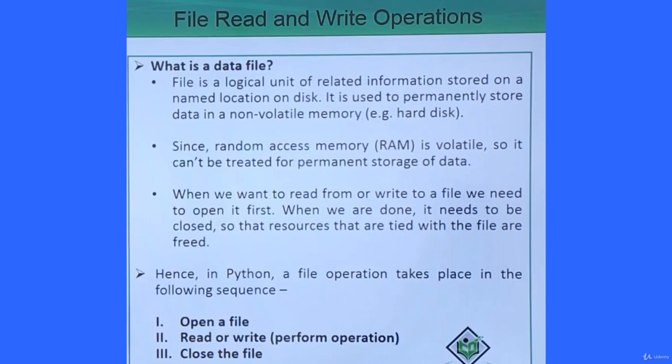So before reading or writing on the data file, at first we open the file in the respective mode. Then we perform whatever operations we need, and then we close the file so that the allocated resources will be declared free. Hence in Python, a file operation takes place in the following sequence: open a file, read or write, that is perform the respective operation, and then close the file. So there are three steps with the help of which file handling can be done in Python.